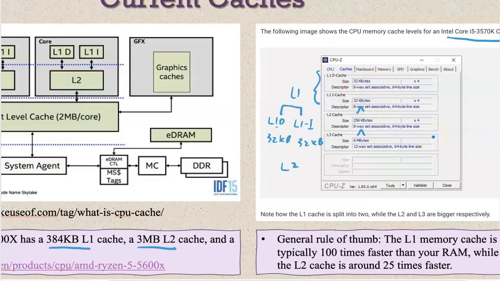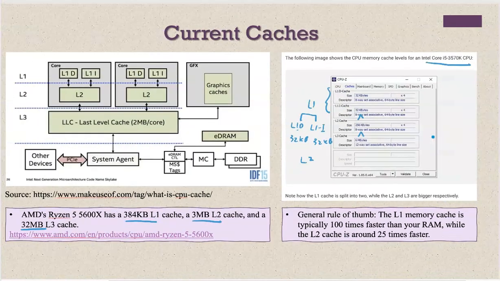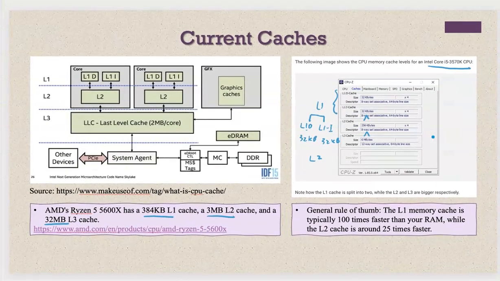A general rule of thumb that we can follow in designing memory or cache is that the L1 memory cache is typically 100 times faster than your random access memory, while the L2 cache is around 25 times faster. Okay? So here, this is the Intel next generation microarchitecture.